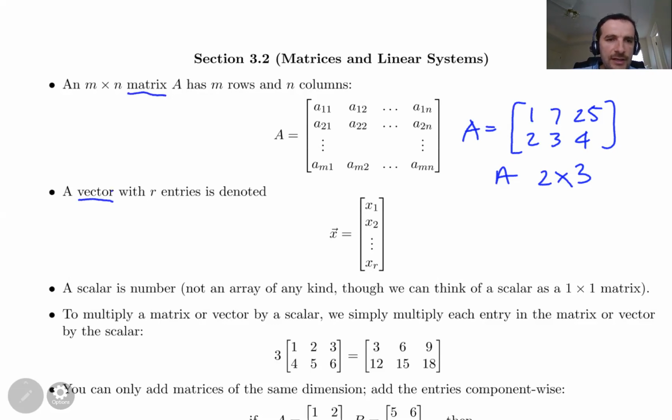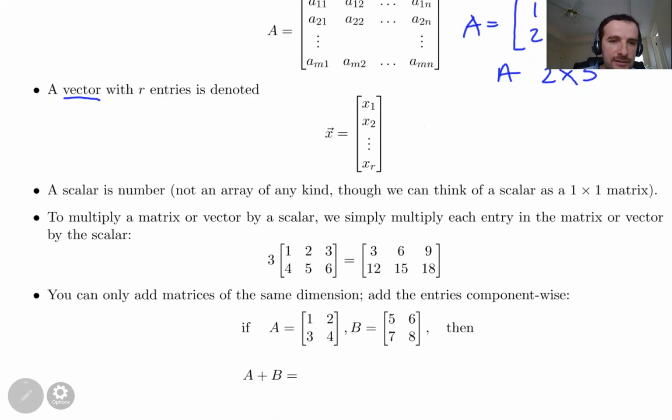What's a vector? A vector with r entries is obtained by just taking one column of a matrix. If you just take one column of a matrix, then it's called a vector, okay? A scalar is just a number, but you can think of that number as a one by one matrix as well. Maybe I can give an example of a vector. For example, let's take the first column of the A matrix. This is a vector. And a scalar is just a number.